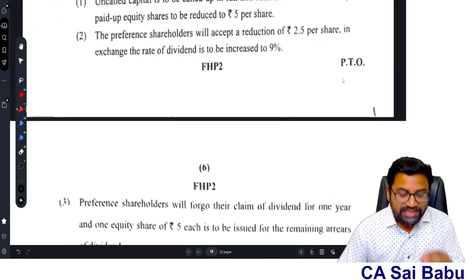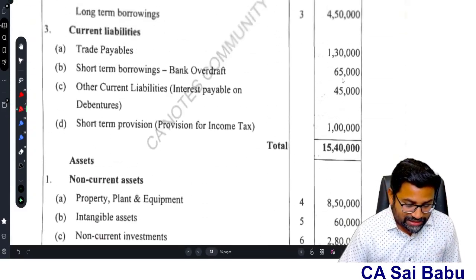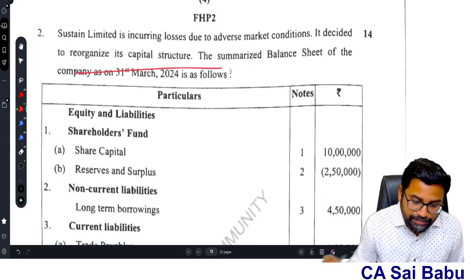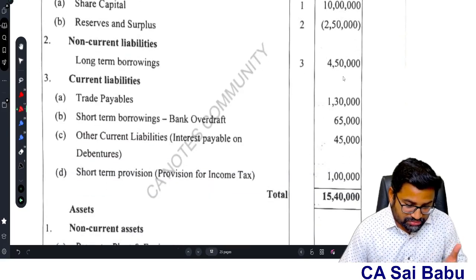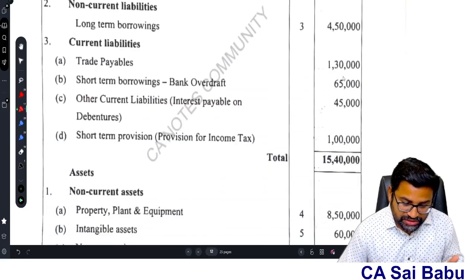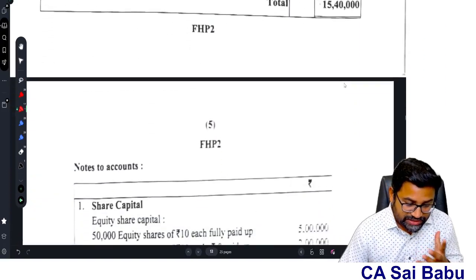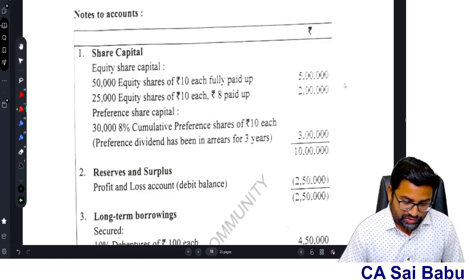So 14 marks they have given to you. Just like that. So see this question. It was decided to reorganize the capital structure. Same question. They have given the balance sheet. See, these types of questions are there in the study material also. Study material also, this type of question is there. Exactly this type of question.